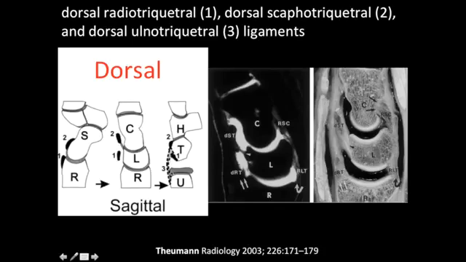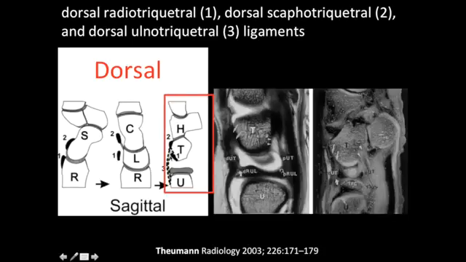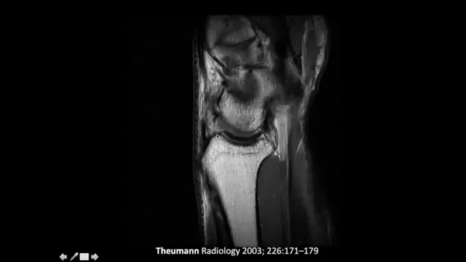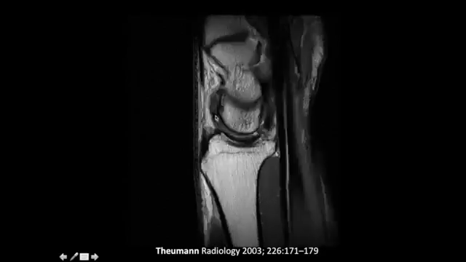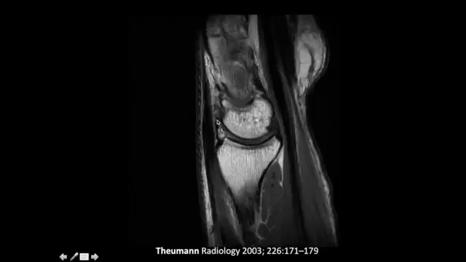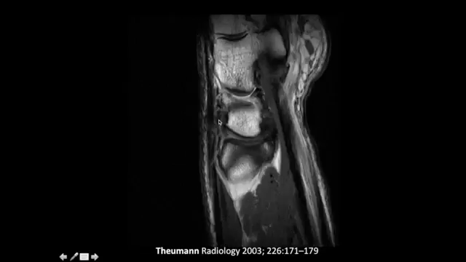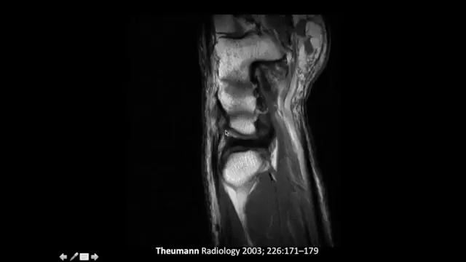We will also see the dorsal ulnotriquetral ligament. So here are examples of the dorsal ulnotriquetral ligament here. The dorsal radiotriquetral ligament will be here. The dorsal scaphotriquetral ligament will be here. As we extend medially, we'll see that the dorsal radiotriquetral ligament will insert here, while the dorsal scaphotriquetral ligament will insert here, and these are the fibers of the dorsal ulnotriquetral ligament.